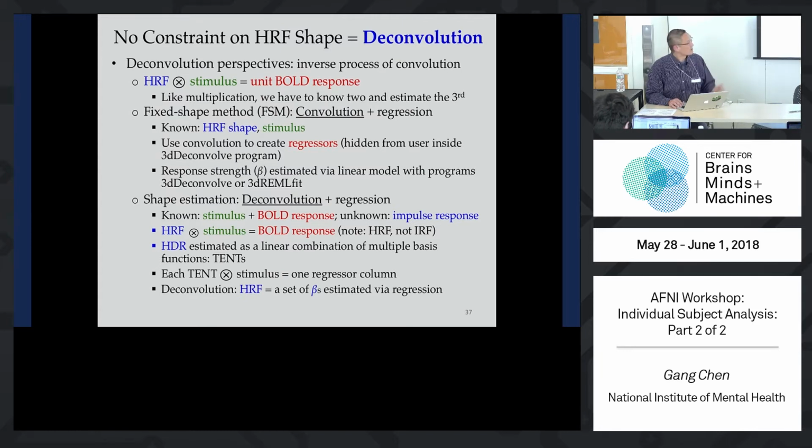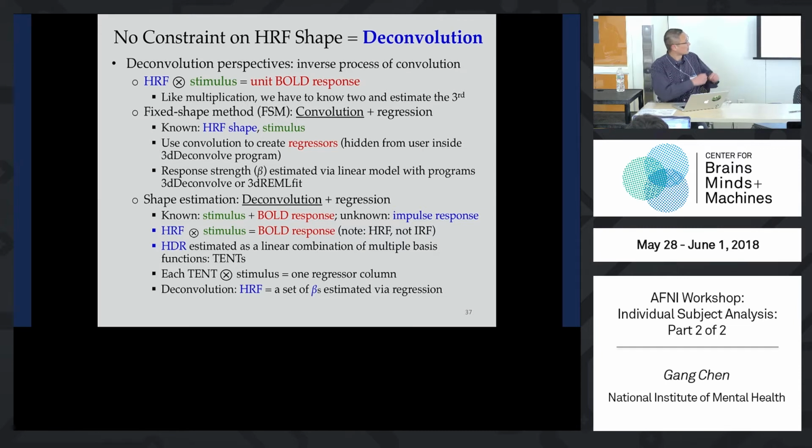All right, so sometimes people call this approach deconvolution. That's because convolution versus deconvolution is basically like multiplication versus division. In this case, we don't make an assumption about the hemodynamic response, so we have to find out the hemodynamic response. We only know one thing, which is the stimulus timing, but we don't know the hemodynamic response. So we have the data, the final product. We know one of the multipliers, but we don't know the other. That's why it's called deconvolution. It's like a division, right?